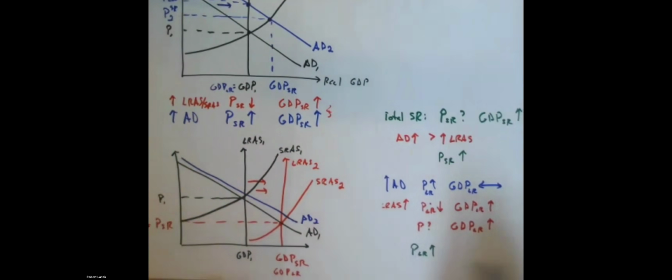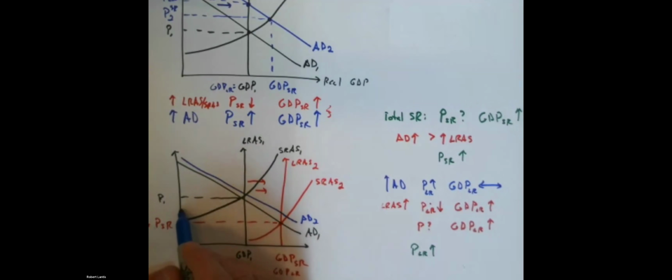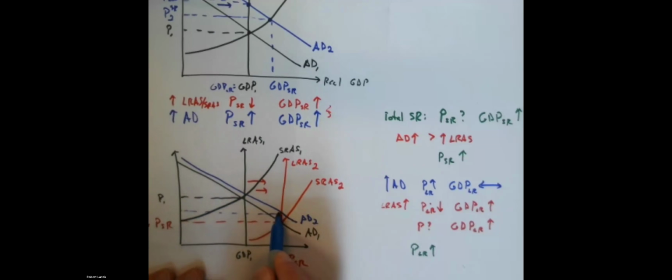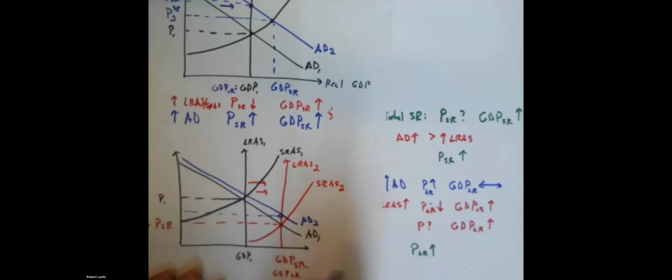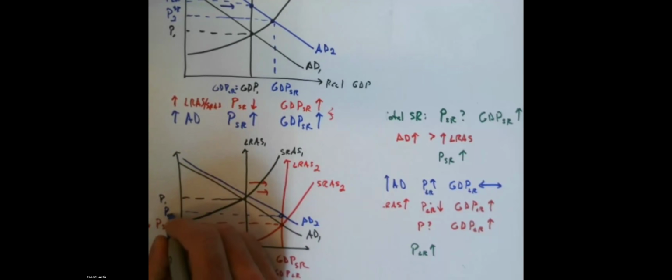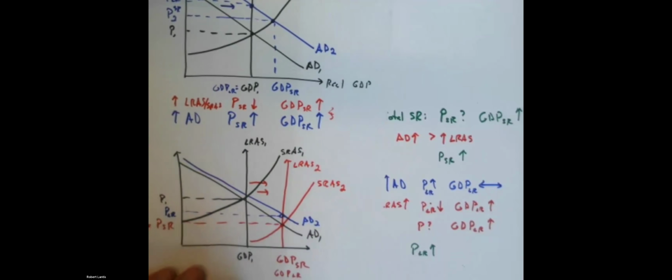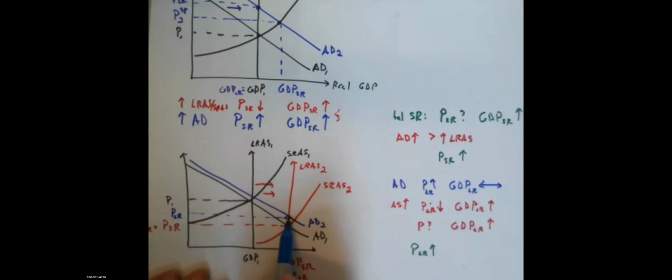Well, when we have that aggregate demand increase, what will our new long run GDP be? Right? Well, in the long run, where does our new aggregate demand hit our new long run aggregate supply? It's going to be right here. So if we have these simultaneous changes, we know that the price level is going to go up, right?